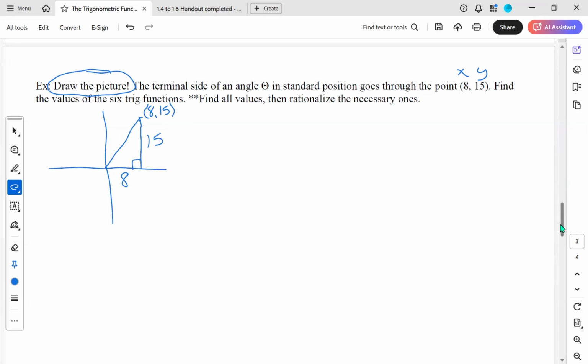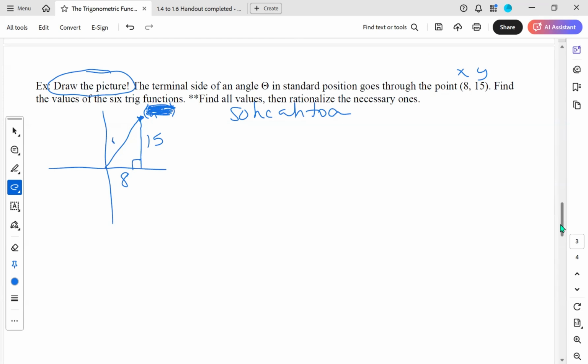All right, so it says find all the values, then rationalize the necessary ones. So this is where we're going to use our SOHCAHTOA. If you want to remember the X, Y's, and R's, that's fine. We actually won't use those until the very end of class. We'll come back and reiterate about that. So like I said, I don't normally put my point here. I was just showing you that that's where that ordered pair is. I put it on my sides of my triangle.